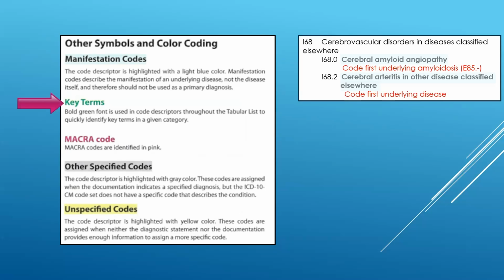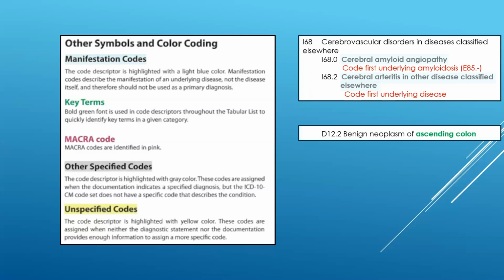Bold green font is used in the code descriptors throughout the tabular list to quickly identify the key terms in a given category. An example is D12.2, benign neoplasm of the ascending colon. Notice how ascending colon is highlighted green. Macro codes are identified in pink. These will be covered in more detail later in the course.